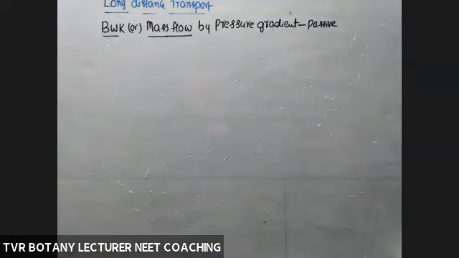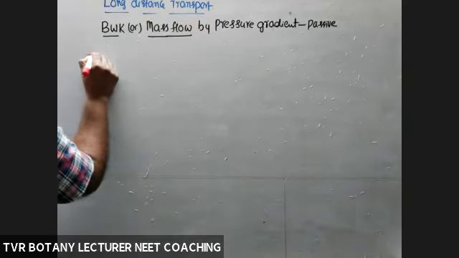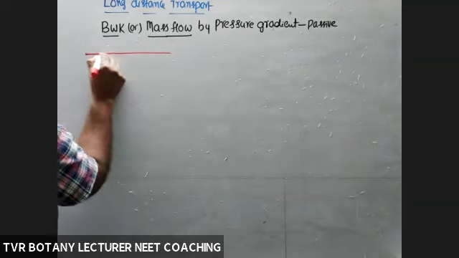Now we have to understand what is a bulk or mass flow mechanism. It means water and inorganic nutrients are moving en masse, as a group, irrespective of their concentration, and with pressure differences, a number of molecules are moving en masse. For example, this is a river.